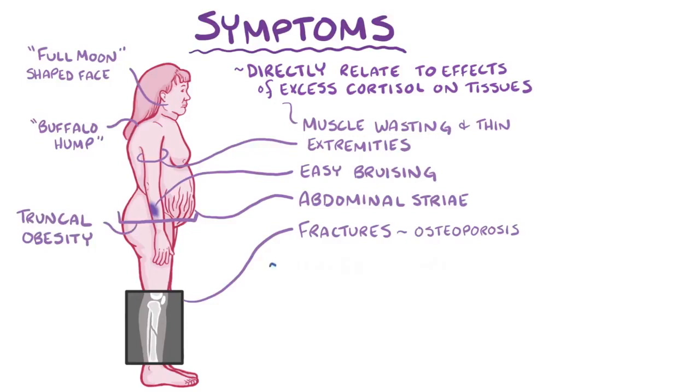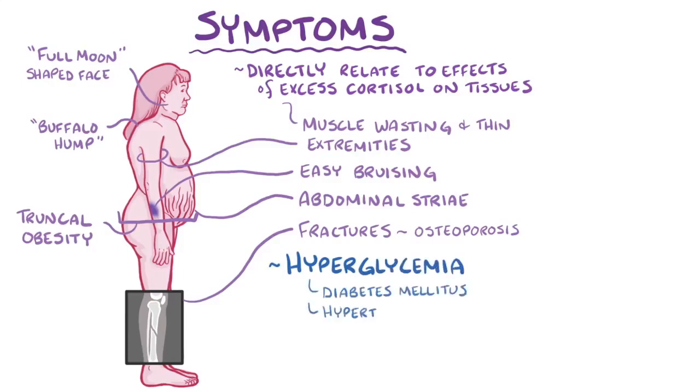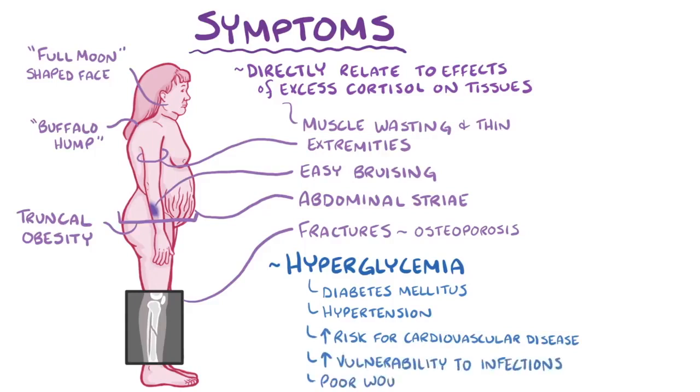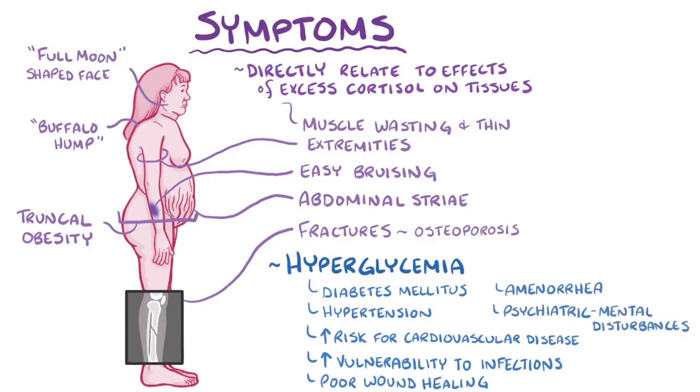Finally, excess cortisol causes hyperglycemia, or high blood sugar levels, that can progress to diabetes mellitus, hypertension, or increased blood pressure, along with a high risk for cardiovascular disease, as well as increased vulnerability to infections, poor wound healing, amenorrhea or absent menstrual bleeding, and psychiatric or mental disturbances.